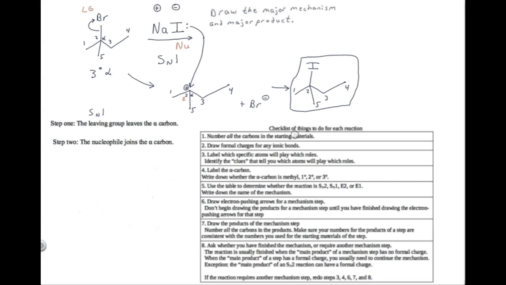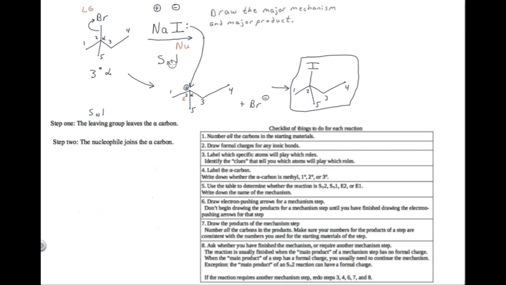Here again is the checklist of things to try to do for each reaction. Notice how we completed each of these steps. We numbered all the carbons in the starting material. We drew formal charges for this ionic bond. We labeled the roles that atoms would be playing, both in the first step and then again in the second step: leaving group, nucleophile, and electrophile. We labeled the alpha carbons. That's important for SN1 and SN2 reactions. We wrote down that this was a tertiary alpha carbon. That helped us in the next step where we used the table to determine the type of mechanism. We wrote down the name of the mechanism.